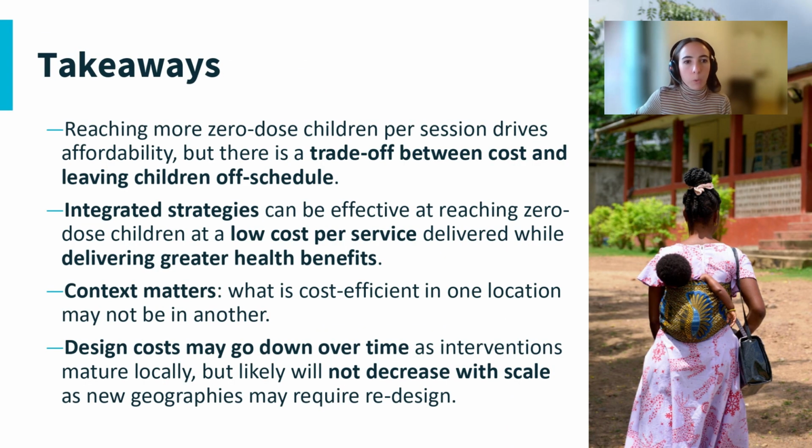So in conclusion, we found that the strategies that reach more zero-dose children per session tend to be more affordable because they can spread fixed costs across more children reached. But sometimes this efficiency comes with a trade-off. Some of the approaches, those that are more campaign-like, might not link children back with routine services as efficiently. And so if children are only reached through these strategies that are relatively infrequent, they essentially might never be on schedule. So affordability has to be balanced with how long children remain off schedule, which of course carries risks.